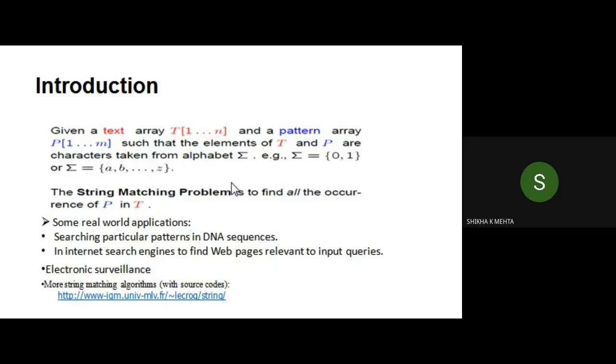And the pattern is the text that your query is looking for, that you are searching for in that particular text. So you can say, given a text array T and a pattern P, such that the elements of T and P are characters taken from the alphabet. The alphabet is basically the sigma that we are saying. This is the set of characters which are there.